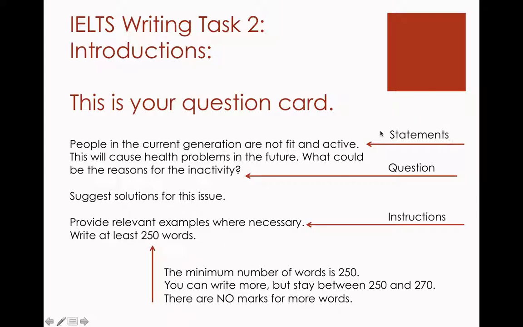So the statement is here, these two. The question is here and here. It's kind of an instruction, but that's okay. And these instructions are here, examples and 250 words. Now the minimum number of words is 250. That means the smallest number. You can write more, but stay between 250 and 270. There are no marks for more words. By the time you get to the end of the essay, if you haven't done what's necessary, you will not do it by adding more words.